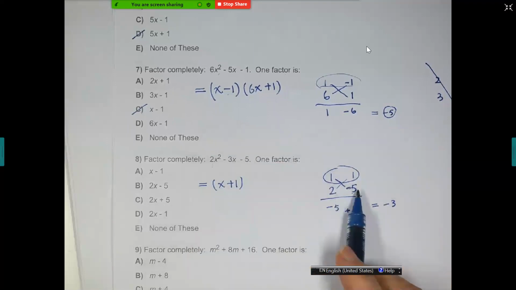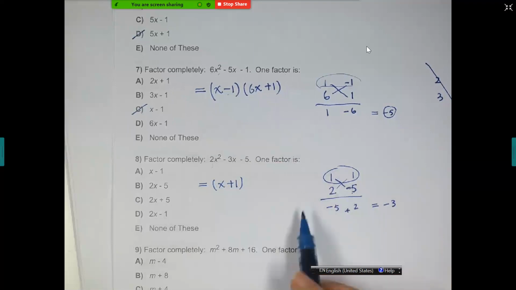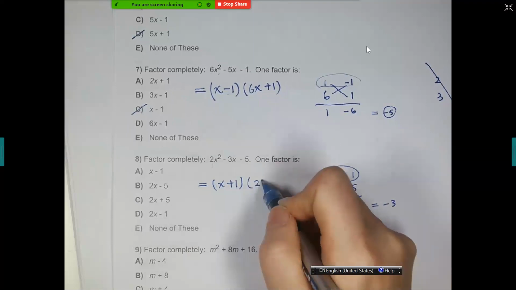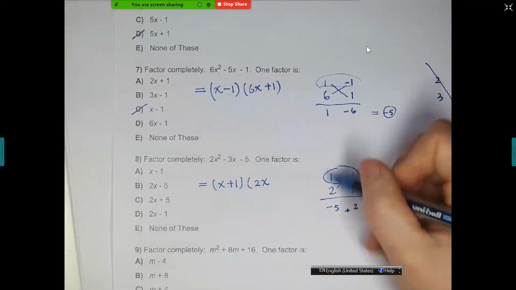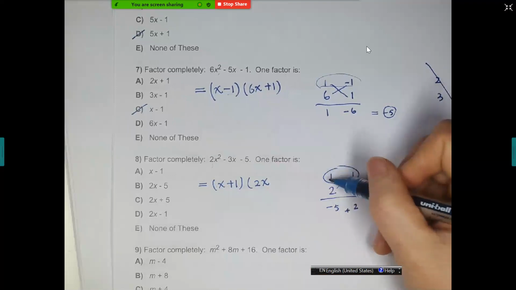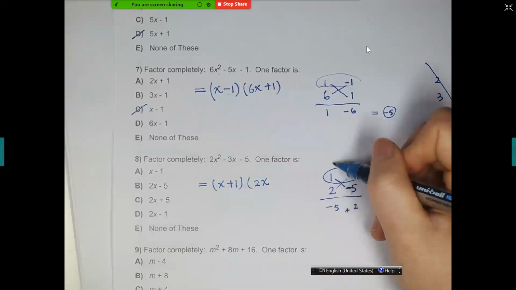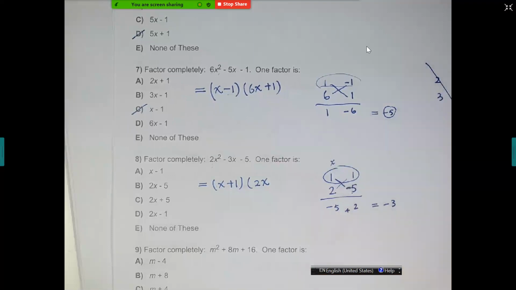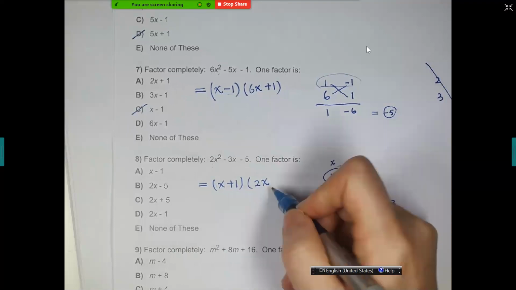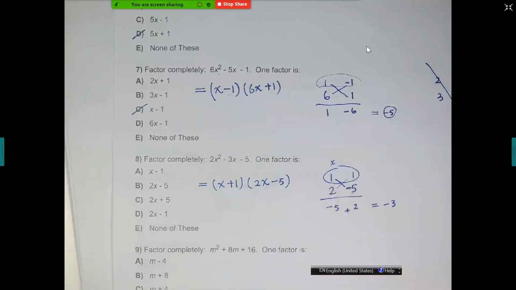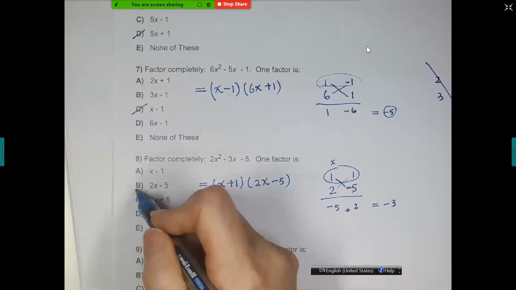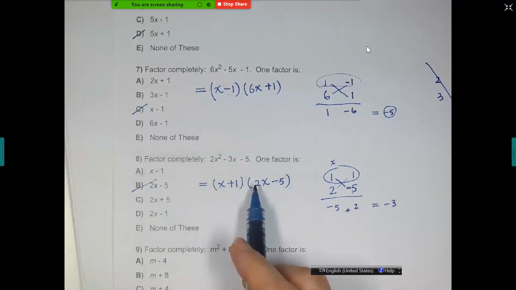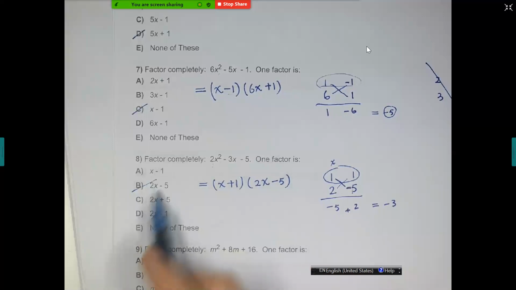2 and negative 5 go to the second binomial. That will be 2 followed by the x. So those 2 numbers represent the first numbers, and the first term is always the x term. So 2x. Negative 5 means minus 5. Done. Final answer. And check the answer right here. And we'll see B, 2x minus 5, shows up here. B is the right answer.